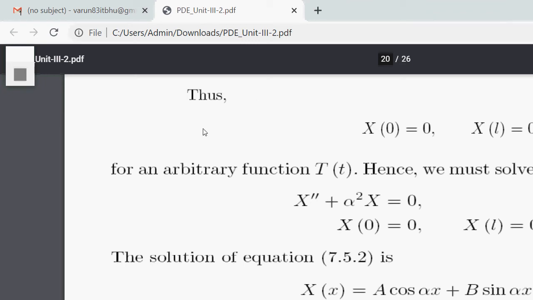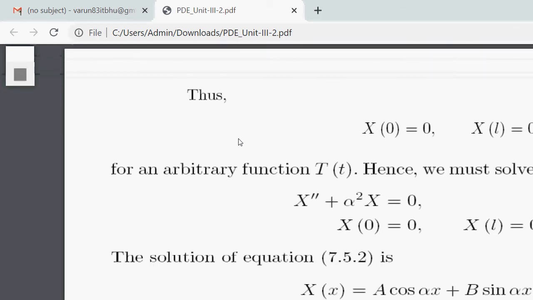Now the given differential equation X double dash plus alpha square X is equal to 0 with two boundary conditions X(0) is equal to 0 and X(L) is equal to 0. So now we find the solution of this differential equation. This differential equation is a second order linear differential equation with constant coefficient. So we first find the auxiliary equation of this differential equation. The auxiliary equation is m square plus alpha square is 0, it means m is equal to plus minus i alpha. So the solution of this differential equation is X(x) is equal to A cos alpha x plus B sin alpha x.